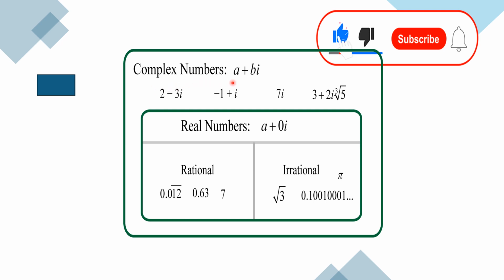What is a complex number? A number of the form a plus b iota is called a complex number. For example, 2 minus 3 iota, minus 1 plus iota, 7 iota, 3 plus 2 iota. You can write every real number also in the form of a complex number, as a plus 0 iota.